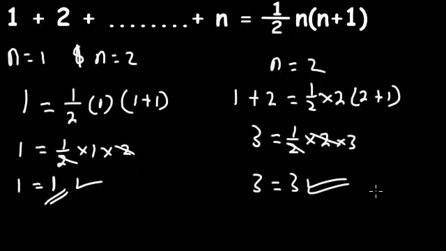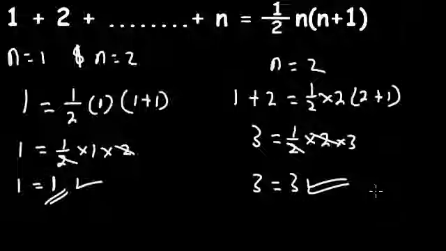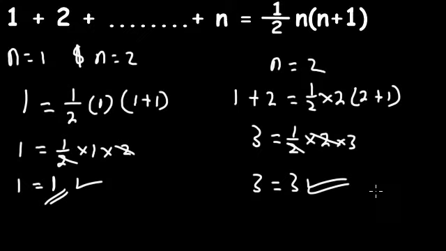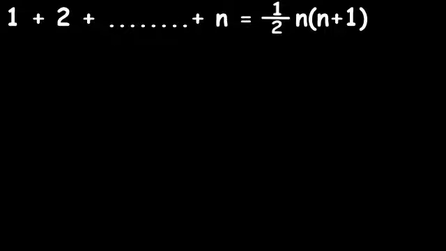So since the first test has been passed, then you can proceed to the second step. The second step is called the inductive hypothesis. In this process, we want to assume that this equation will be true when n is equal to some number k. So now, step 2, we want to consider or assume n is equal to k. And we want to assume that when n is equal to k, this stuff right here is also true.